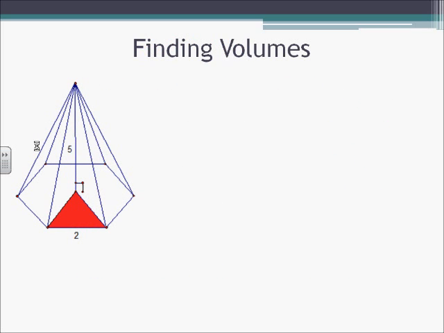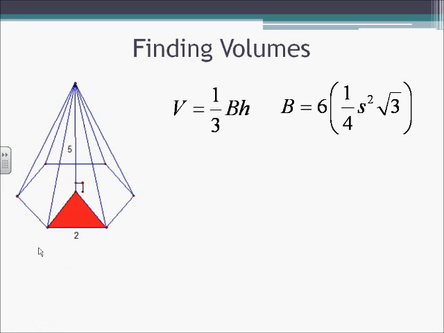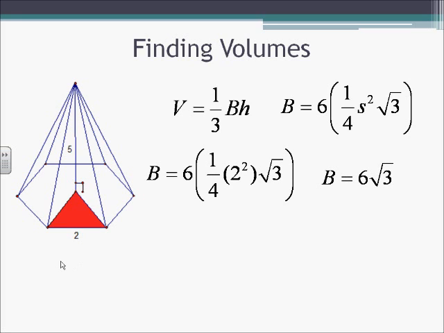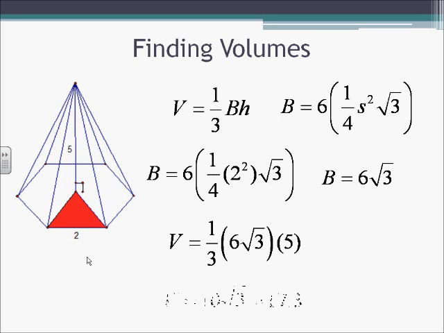Here we're asked to find the volume of our pyramid. We see a hexagonal pyramid, so we know that the base is broken down into 6 equilateral triangles. So to find the area of the base, we're just going to take our regular 1/4 times side squared times the square root of 3 formula to find the area of our triangles. So that base is going to be 6 times 1/4 times 2 squared, which is 4. So that's really just going to be the square root of 3. So we're going to have 6 square roots of 3 for a base. We multiply that by 1/3 and by our height. So we're going to have 30 square roots of 3 times 1/3, which would just be 10 square roots of 3, or approximately 17.3 units cubed for the volume of our pyramid.